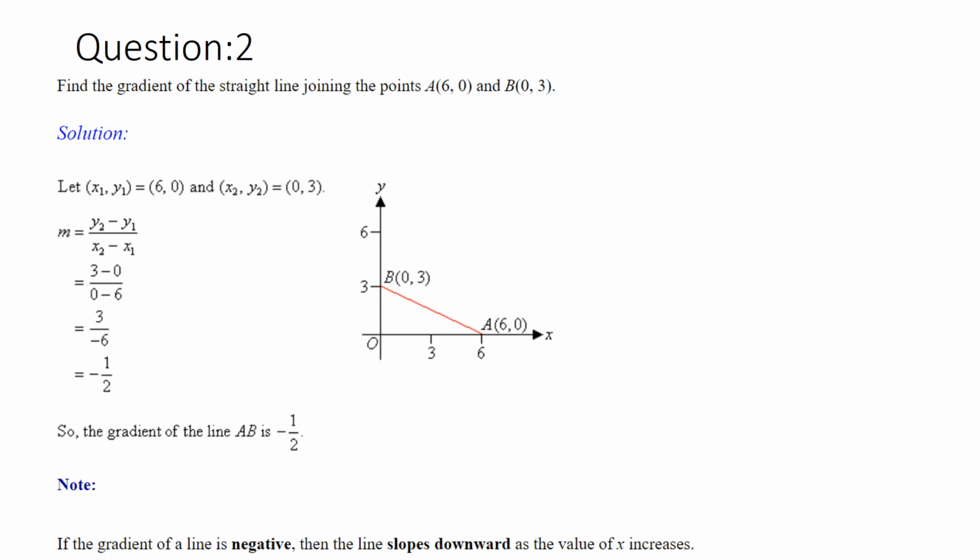Remember one thing, if the gradient of the line is negative, then the line slopes downward as the value of x increases.